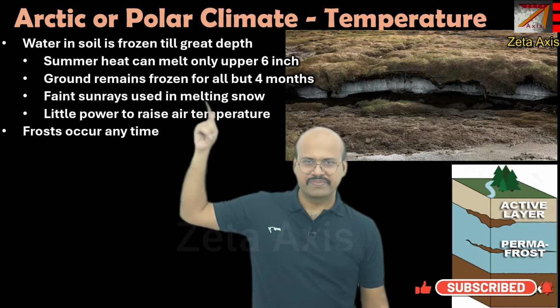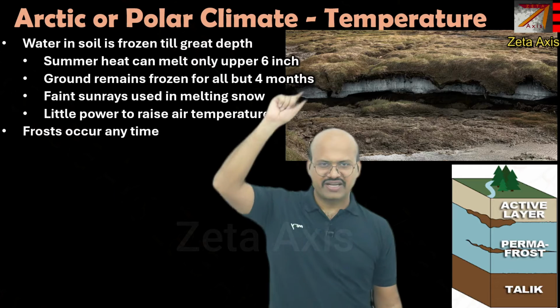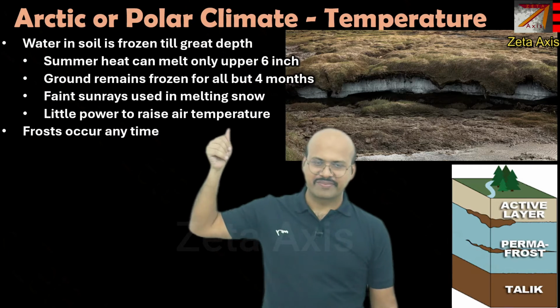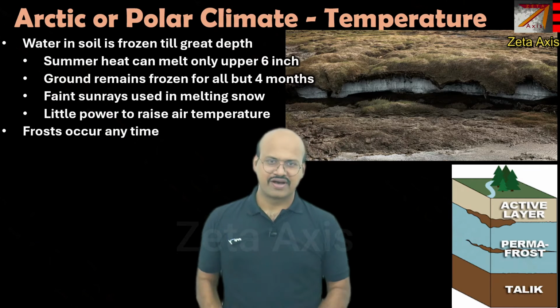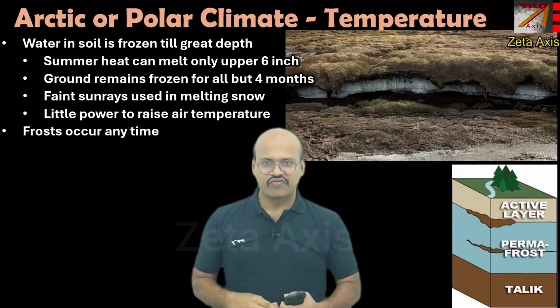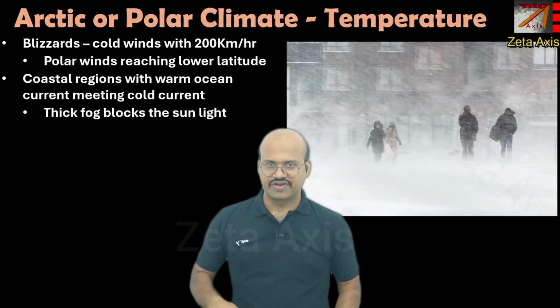Faint sun rays are used in melting snow. So whatever sunlight reaches over here is used for melting the snow in the top 6 inches. Little power is left to raise the air temperature. Therefore, very little heat remains which can increase the temperature, and that is why we have very low temperature in this region. Frost can occur anytime over here.